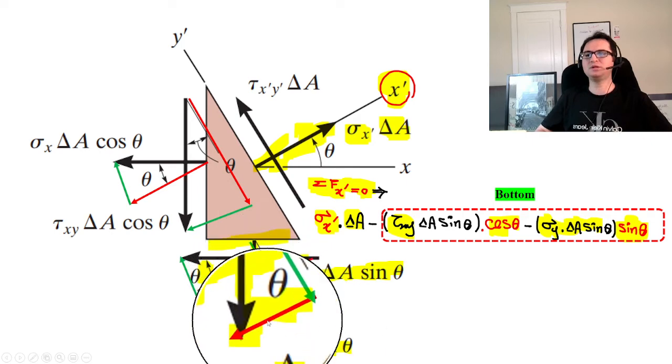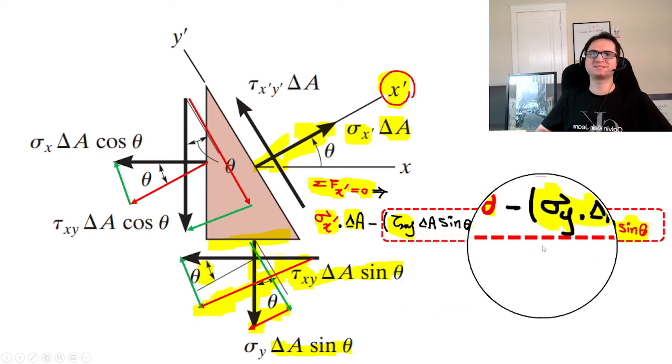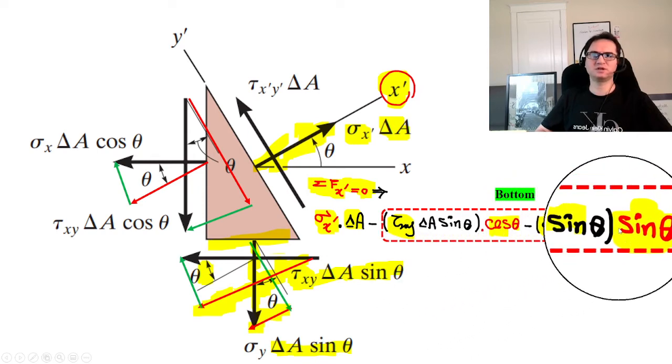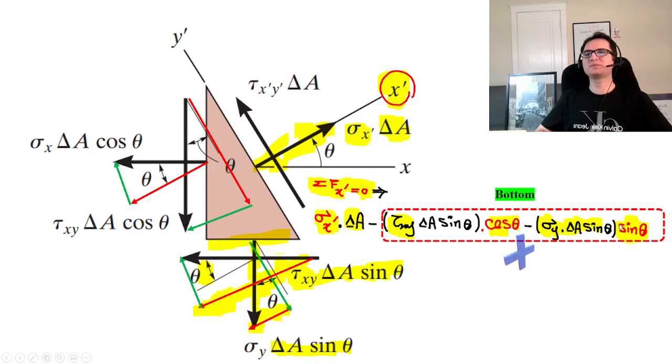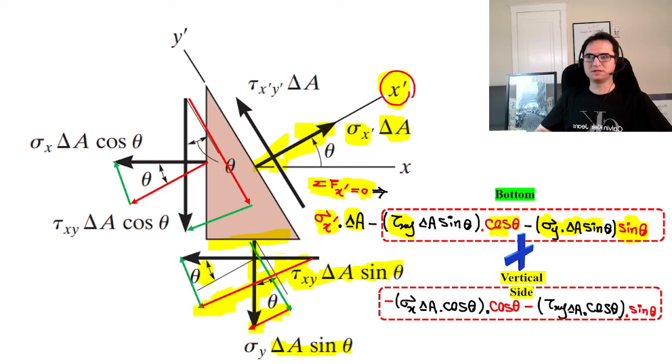And which component of that? The component of sine of theta, the red arrow. So that's minus sigma y delta A sine of theta times sine of theta. If we do the same approach for the sides, it gives us another set of equations, and if you add them up together, it gives you an equation.